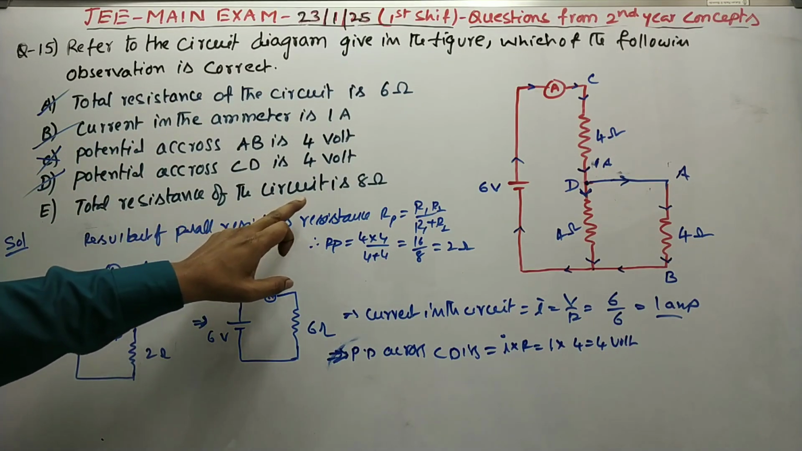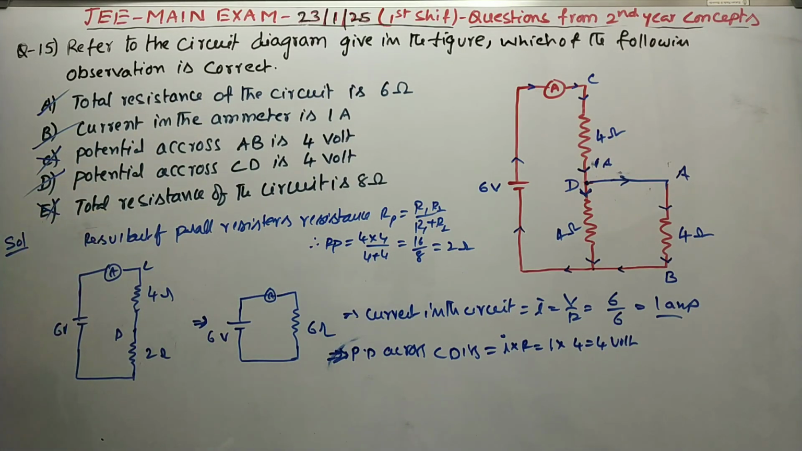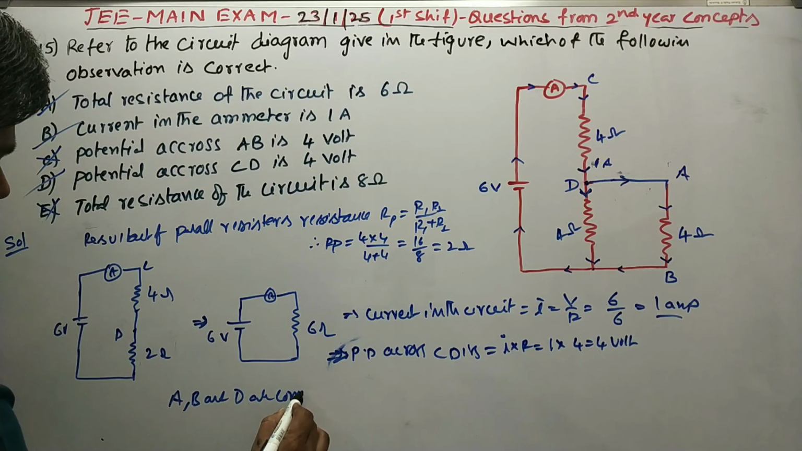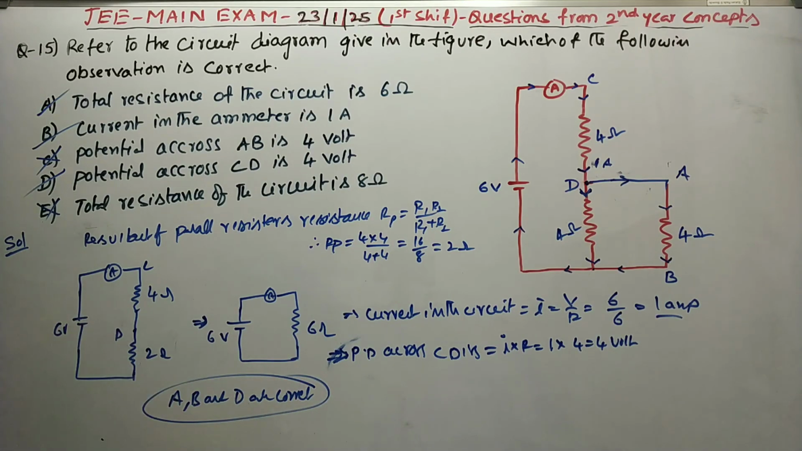Okay, the total resistance of the circuit is what? 8 ohm. It is also not correct. So from these given options, A, B and D are correct. A, B and D are correct in this question. Okay, right.